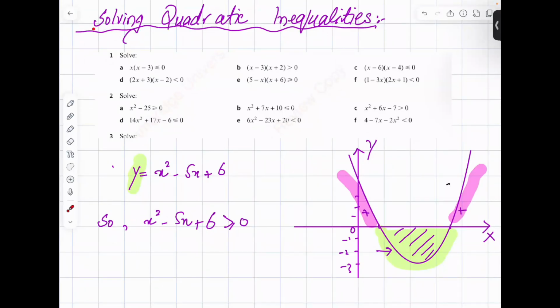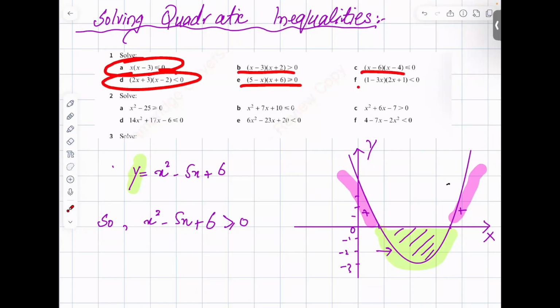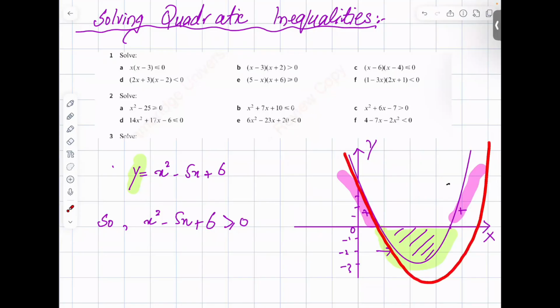So, today we are going to discuss solving quadratic inequalities, right? You may have questions like this, or this. First of all, let's understand what we mean by quadratic curves, okay? This is a curve, either a smiley face or a sad face.